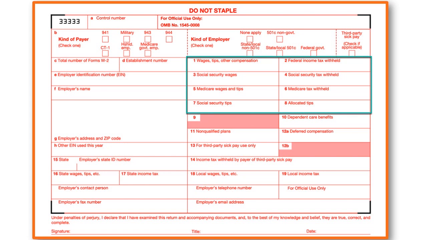Now, the allocated tips really depend upon the specific industry you're in. There are a lot of industries, especially the restaurant industry, or if you are a waiter, or a private car service worker, where you might have a situation where you have allocated tips.